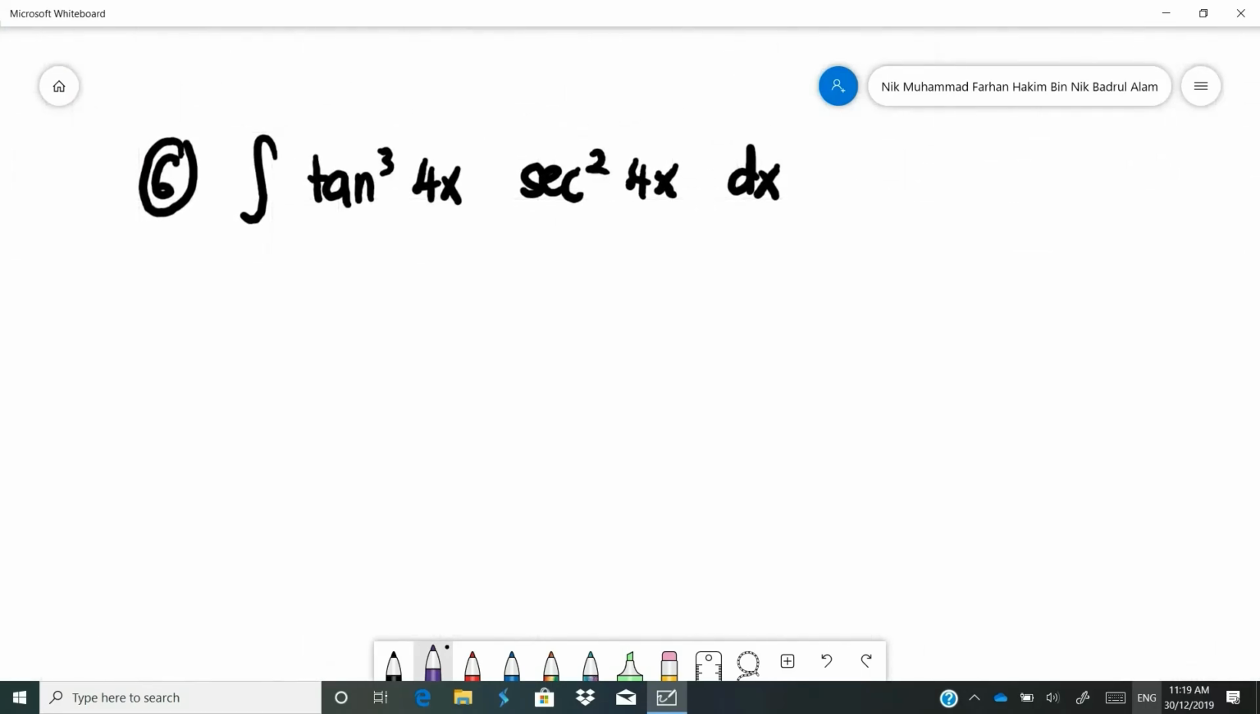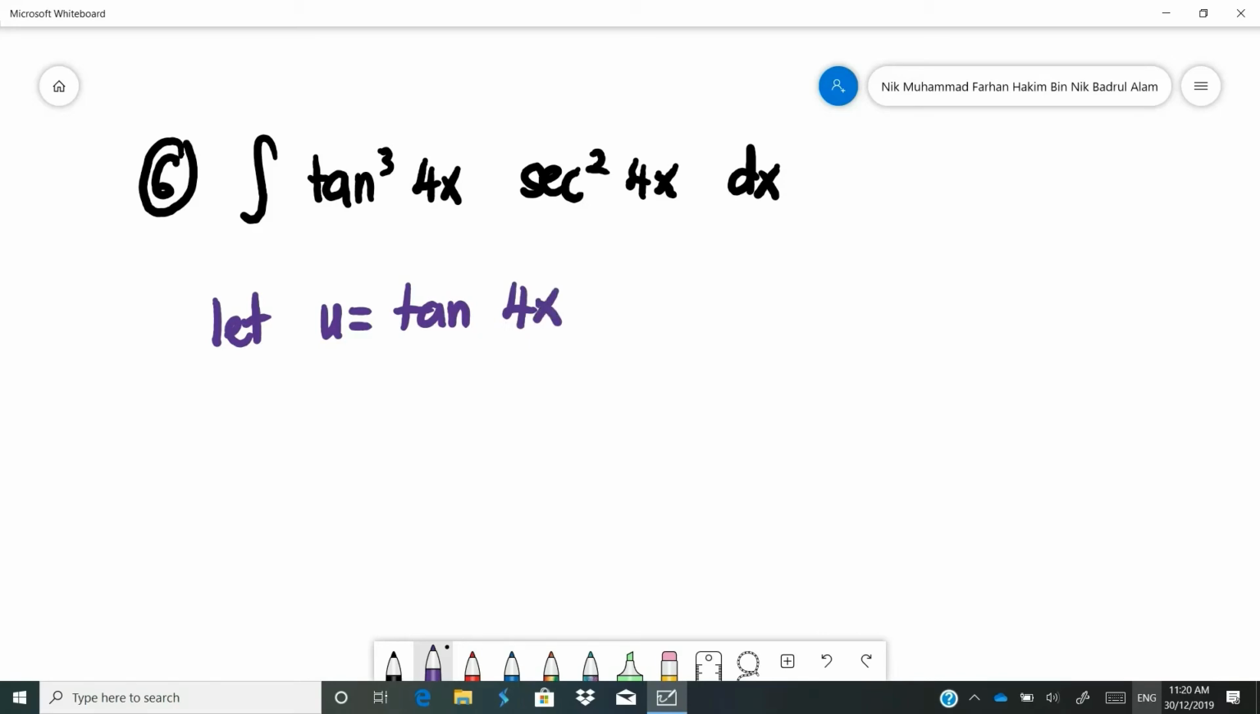You have to find something that's going to be let u. Actually, you can see clearly if you try a lot of questions, obviously in this case we have to choose u as tangent for x. Why? Because when you differentiate tangent, you get secant square of 4x. When you have secant square, you can cancel that secant square with this secant square. So in this case, let u be tangent 4x.